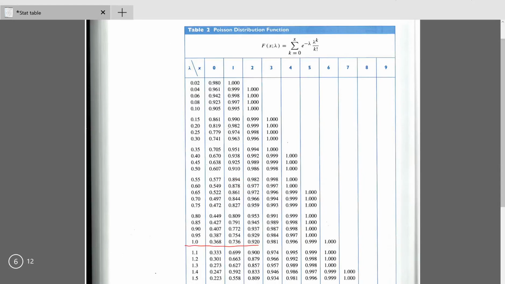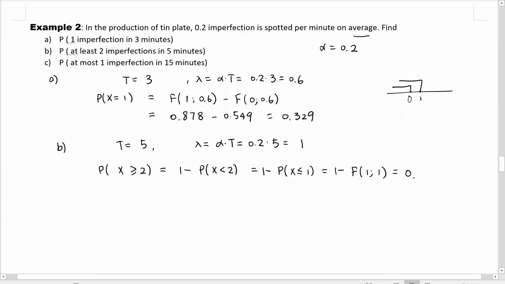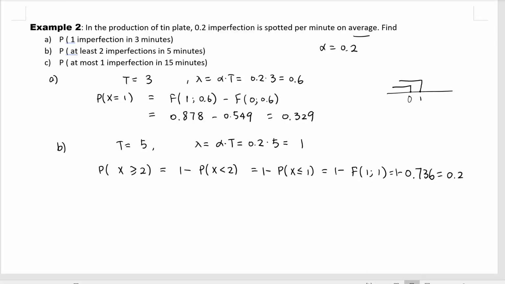Okay, 1 is right here and 1, so that's 0.736. Okay, 0.736. 1 minus that. Yes, this is also a common mistake. Students forget the 1 minus that. Alright, so what do we get? So our answer is 0.264.